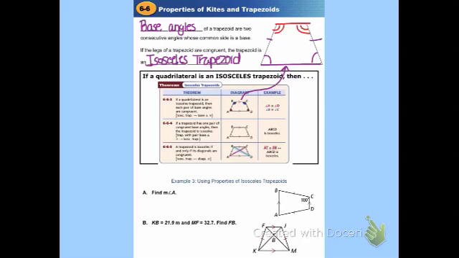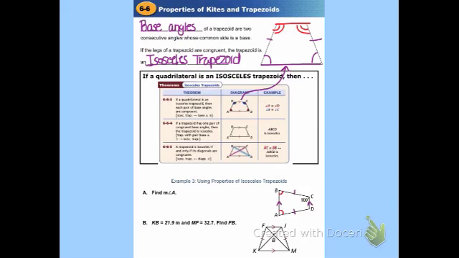Now the first example we're going to look at asks us to find the measure of angle A. So here's angle A. And we've got a trapezoid and it's isosceles. So we've got these two sides equal, these sides are parallel, and we want to find the measure of angle A. Well, first of all, I know that angle A must be congruent to angle B if this is an isosceles trapezoid. And so if I could find angle B, angle A would be the same thing.